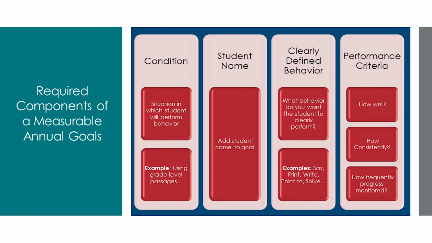Component 3 is the clearly defined behavior. This component of a well-written goal specifically describes the target behavior in measurable and observable terms, using action verbs to state what the student will do. The use of vague terms such as understand, recognize, discover, that cannot be observed directly or counted should not be used. So some examples to consider when entering the clearly defined behavior are to say, to print, to write, to point, solve, to name, to rank, and so on and so forth.